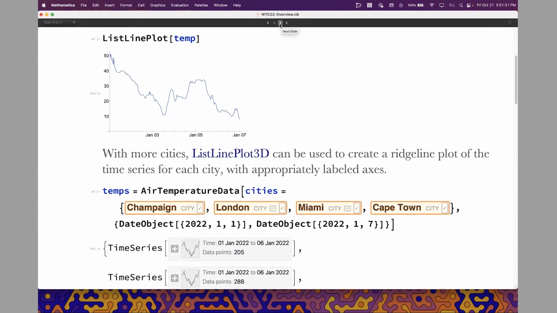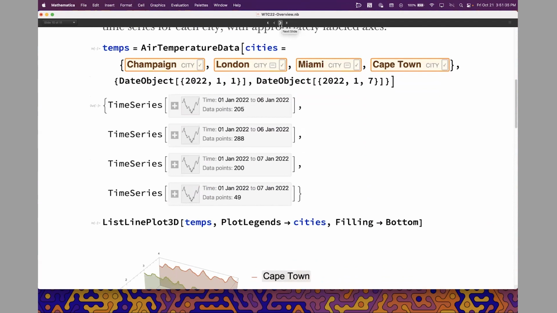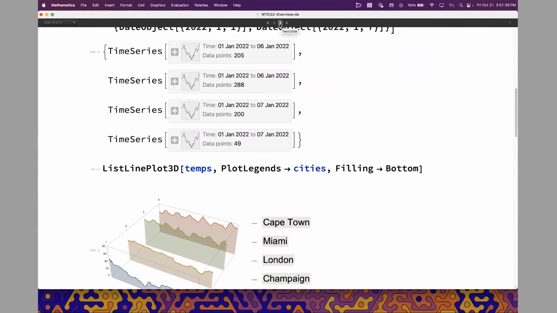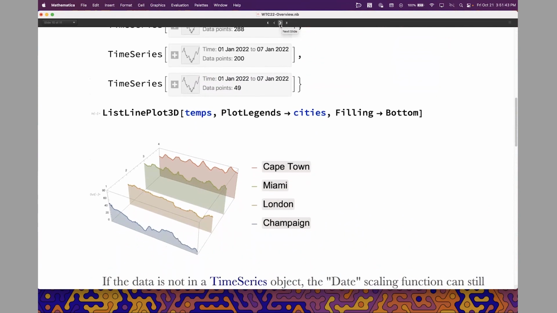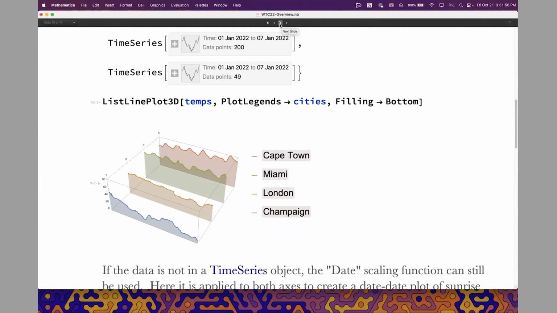And so here we have list line plot 3D for 4 cities, using data from a period of time at the beginning of this year. And we can see what the temperatures were for the first week of January in Champaign and London and Miami and Cape Town. And we can sort of see this in list line plot 3D.